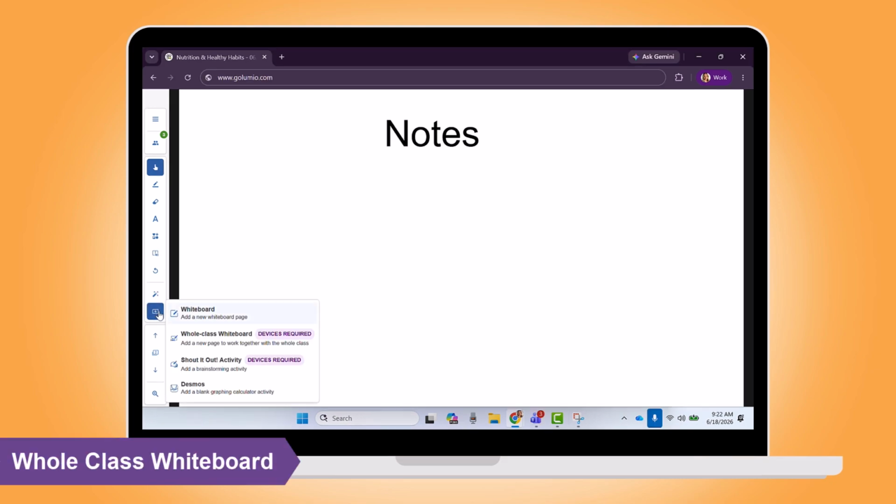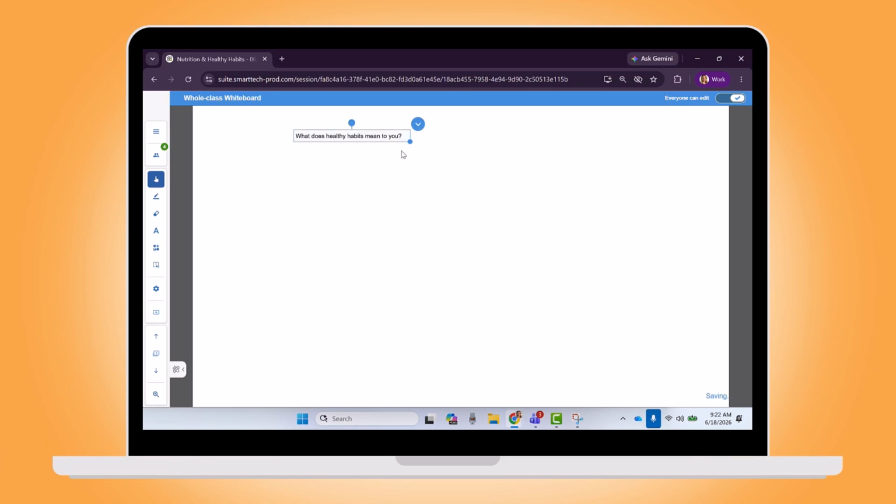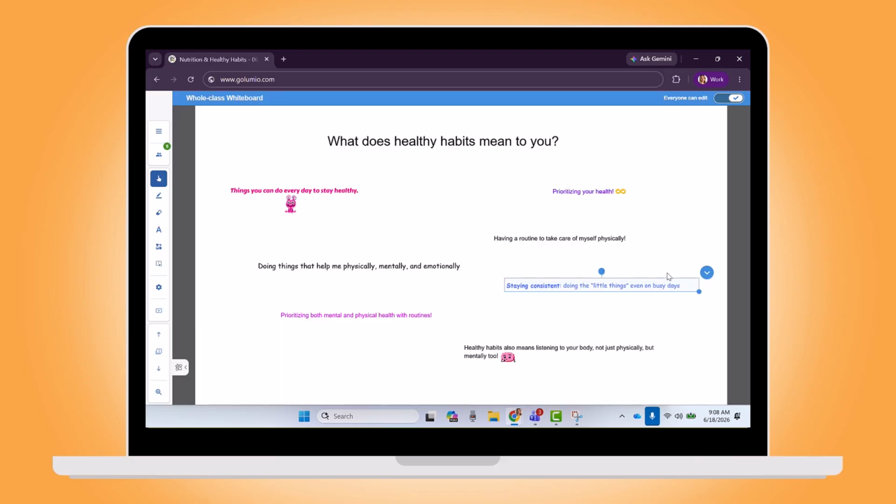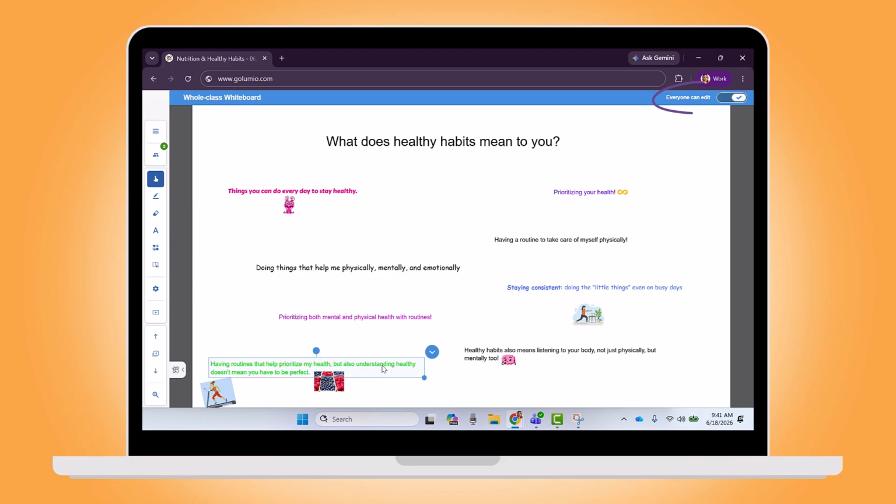Want collaboration right away? Select Whole Class Whiteboard to give students immediate access for shared participation, gather ideas, check understanding, or have students solve problems together. You can toggle student contribution off at any time to refocus the class.